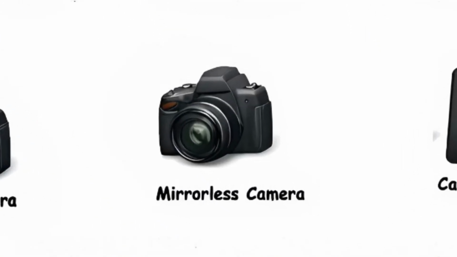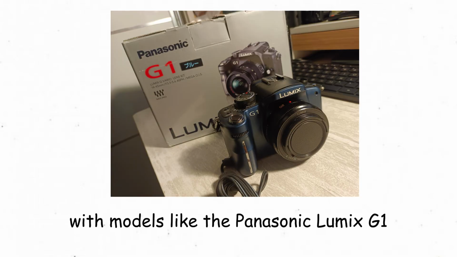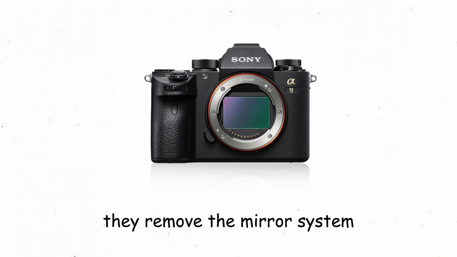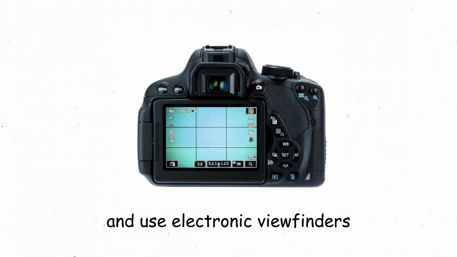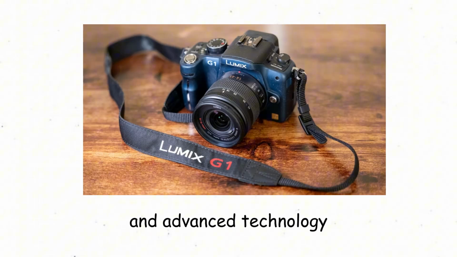Mirrorless camera. Mirrorless cameras began gaining attention in 2008 with models like the Panasonic Lumix G1 in Japan. They remove the mirror system and use electronic viewfinders. What makes them different is their compact size and advanced technology.